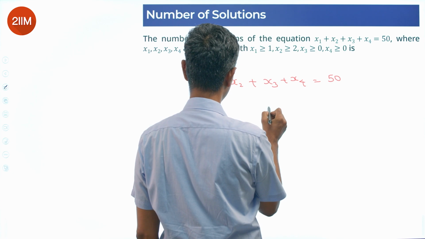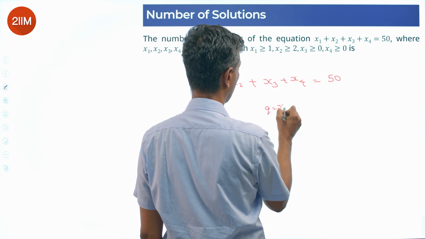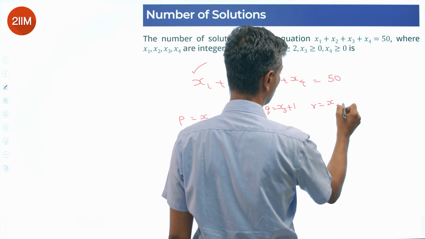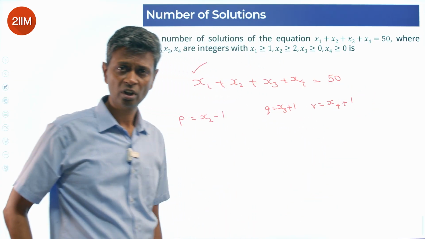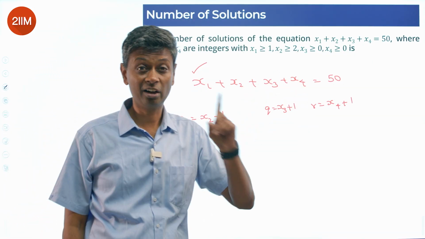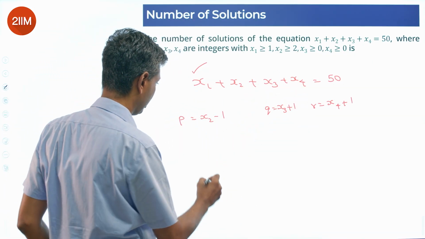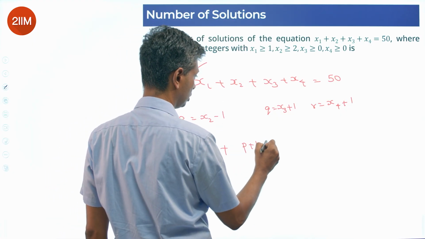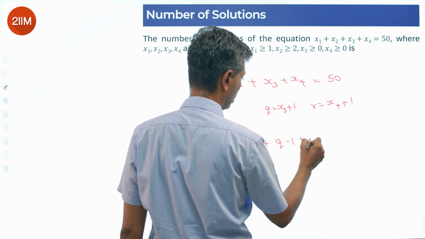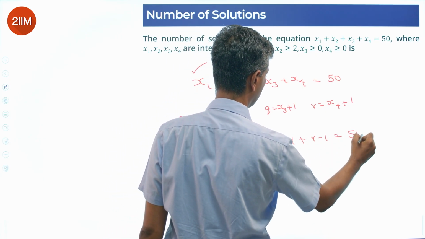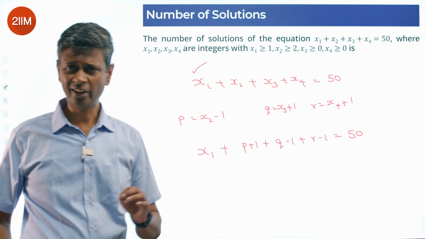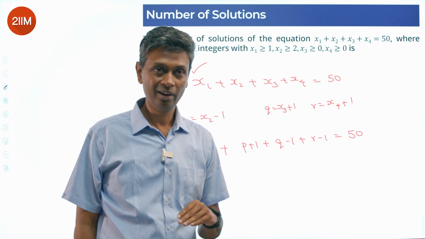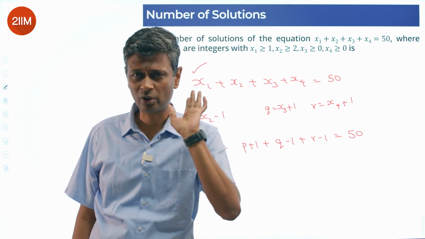x3 greater than or equal to 0. Q is x3 plus 1. R is x4 plus 1. If I define PQR like this, then I can say x1 plus p plus 1 plus q minus 1 plus r minus 1 equal to 50. Nothing, I'm just reframing this equation in terms of PQR. x1 I didn't change because x1 is a natural number handed on a platter.